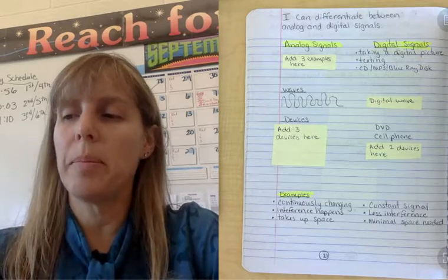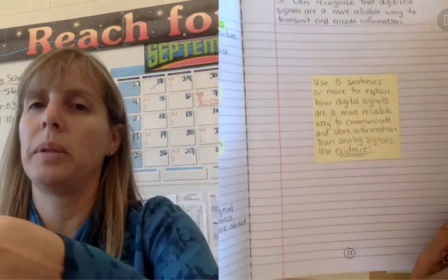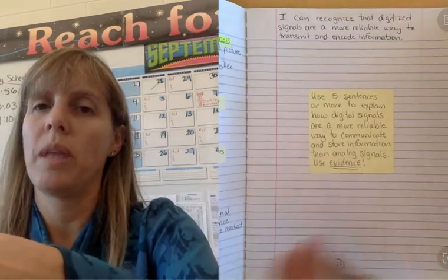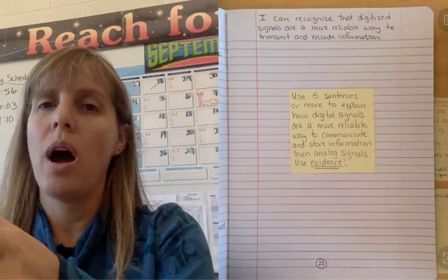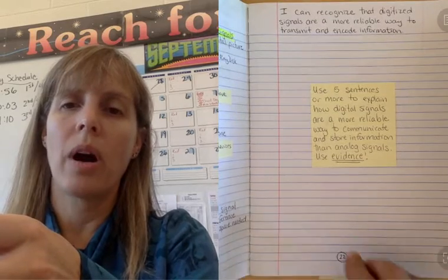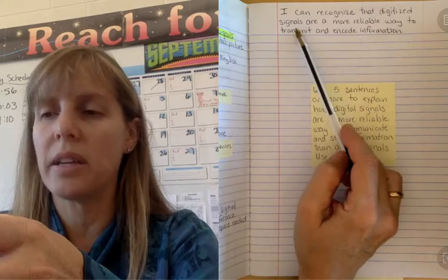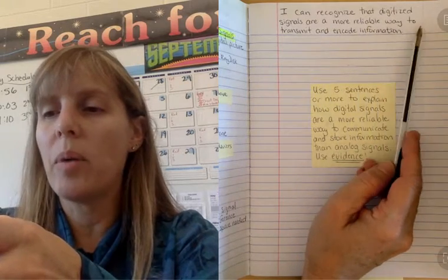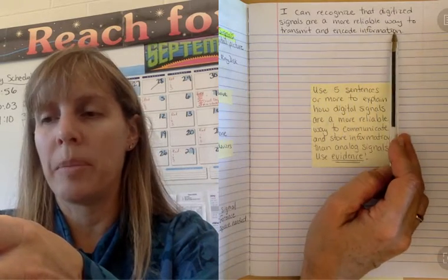So you're going to complete page 21 today. You're also going to read some information, and you are going to complete page 22. Page 22, our learning target is I can recognize that digitized signals are a more reliable way to transmit and encode information. Transmit just means to communicate, right?